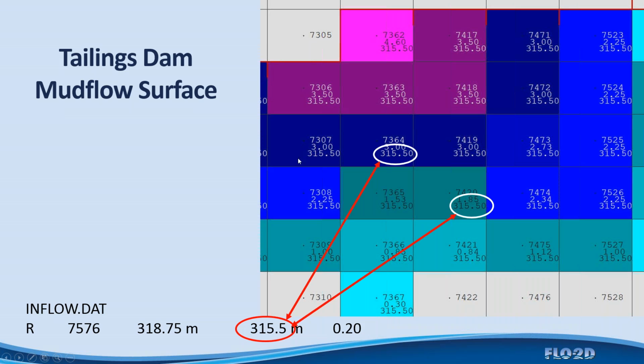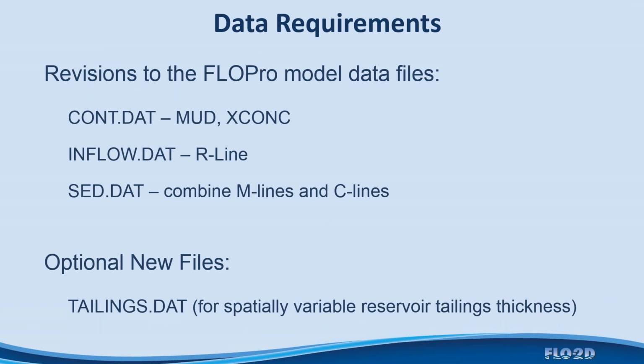Let me see if I zoomed in on that. Yeah, I did. And you can see that the mudflow layer inside assigned the 76, 75, 76, which is, no, it's over here somewhere. But you can see that they all assign the same tailings elevation. So I had the topography of the tailings dam original surface below the tailings. So then I have to make some revisions to the data files.